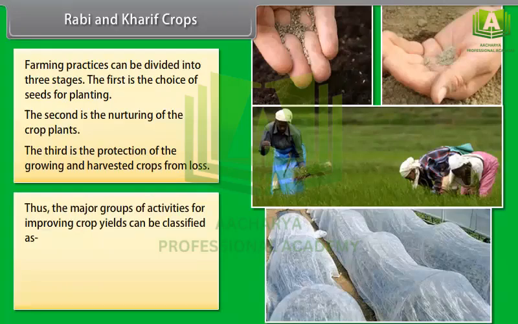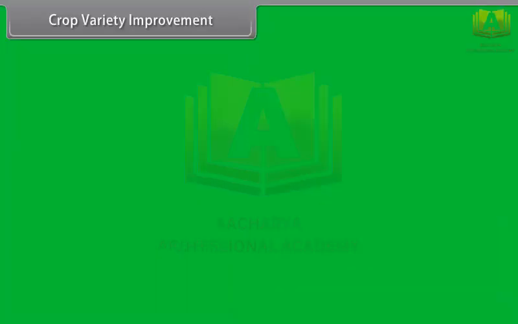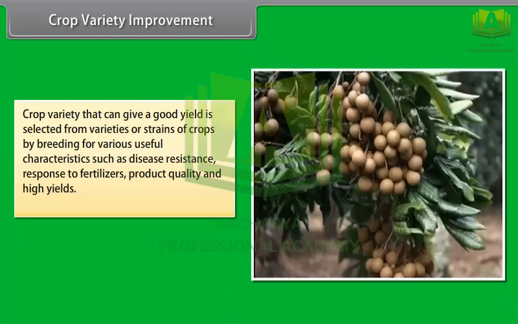Thus, the major groups of activities for improving crop yields can be classified as crop variety improvement, crop production improvement, crop protection management. Crop variety improvement. Crop variety that can give a good yield is selected from varieties or strains of crops by breeding for various useful characteristics such as disease resistance, response to fertilizers, product quality, and high yields.